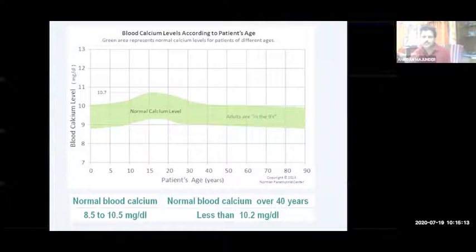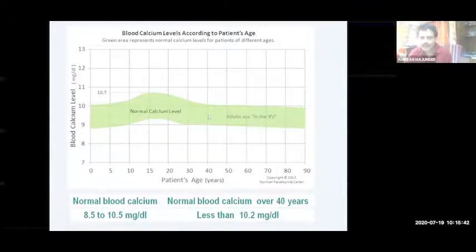Now the calcium level is maintained within a very narrow range of 8.5 to 10.5. This is the laboratory reference range. If you look at this reference range and its changes over the years, you will find that this level goes up a little bit during the pubertal period from 10 years to 20 years, when we can expect the calcium level may be more than 10 or can go up to 10.7 or 10.5.